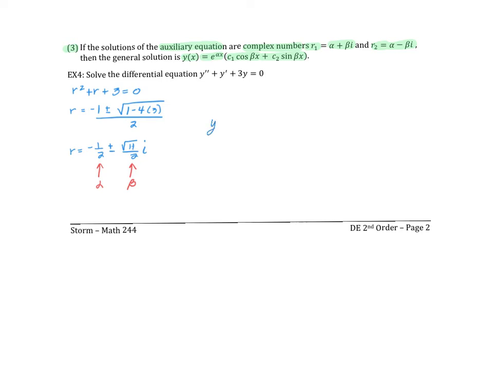And our general solution, again, all we're doing is plugging these values into our general solution, is going to be e to the -1/2 x, as it's alpha x, parentheses c sub 1 cosine of beta, which would be the square root of 11 over 2 x. And that's the argument on cosine. So if you want, you could put parentheses around that whole thing, but it's really not necessary. Plus c sub 2 sine of the square root of 11 over 2 x.